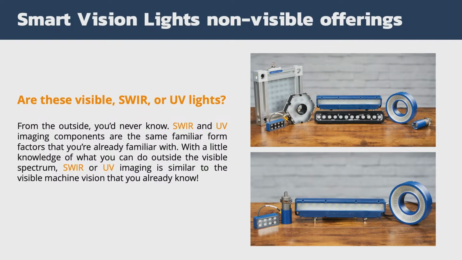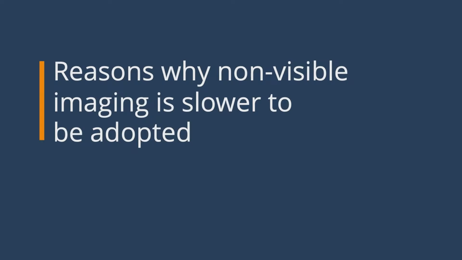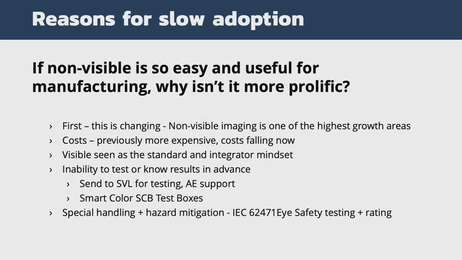options in those products. You can see this on the data sheet, and you can choose SWIR or UV in that standard product, the same as you chose white, red, green, or blue. So to wrap this up, I want to talk about, if non-visible is so easy and it's really useful for manufacturing, why hasn't it been adopted more prolifically up to this point? And the truth is, this has been around a while, and some do it, but it's not near as common as the visible imaging. And the first thing I want to say about that is that's changing.